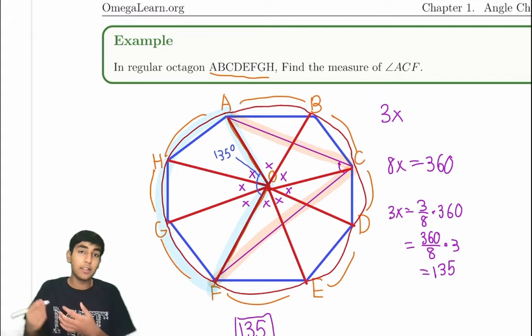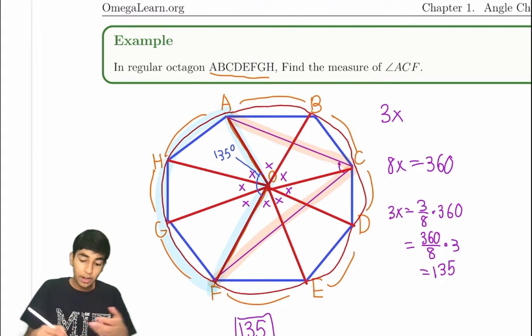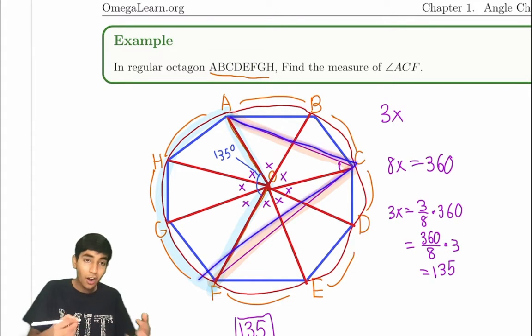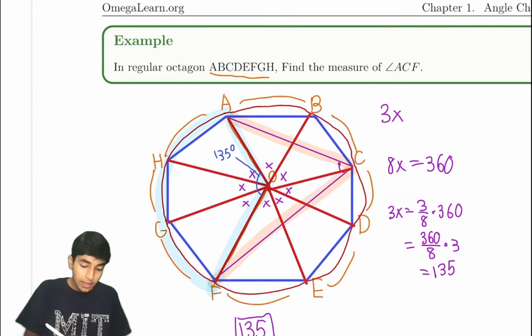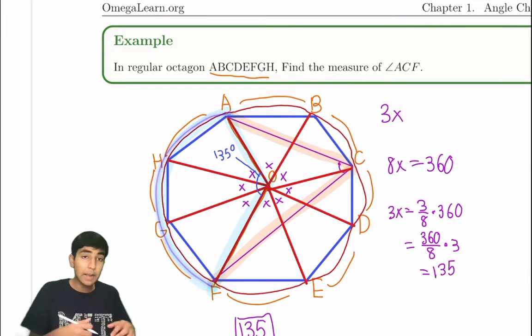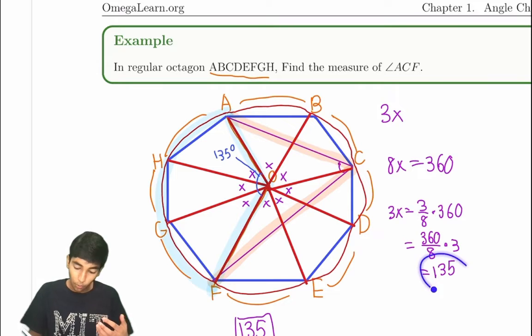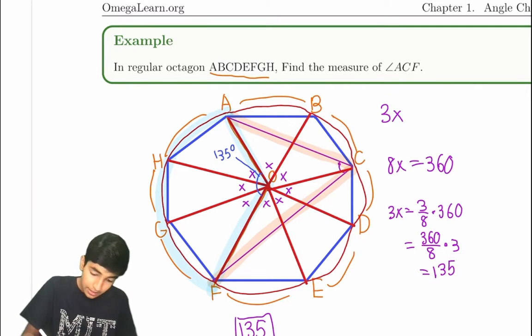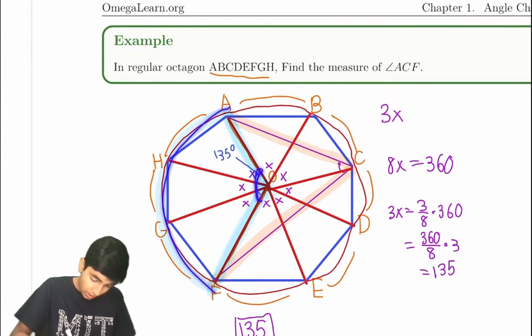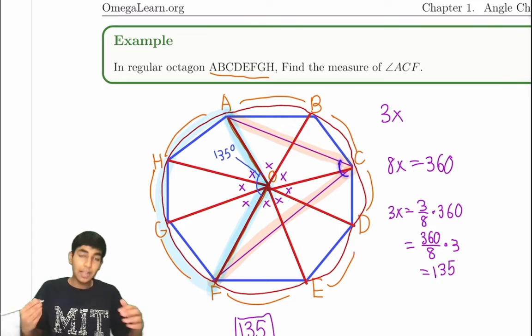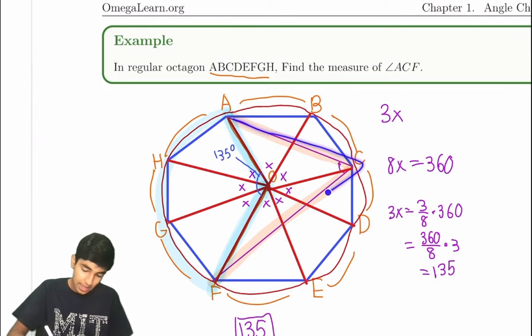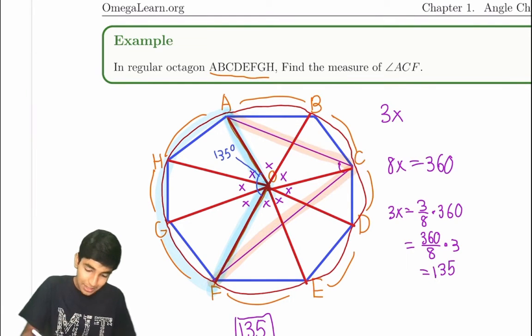And just to summarize, the key ideas were drawing a circle around it, then seeing the arc that the angle was inscribed in was 3/8 of 360, or 135 degrees, right? That was this arc over here. The central angle of this arc was 135. So the inscribed angle was half of that, ACF. And that was it for this problem.